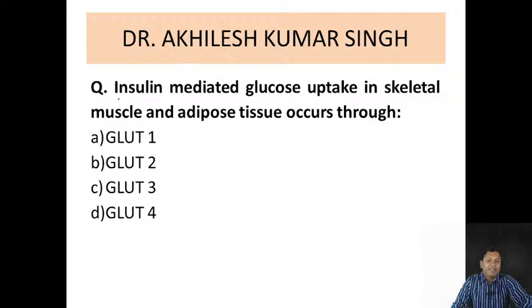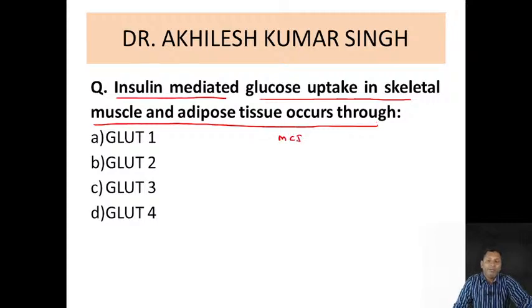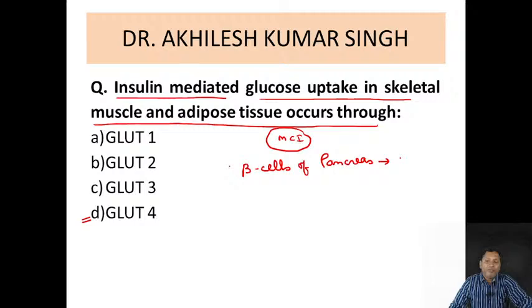The other question is, the insulin mediated glucose uptake in skeletal muscle and adipose tissue occurs through. This has been asked many times in the exam: the insulin mediated glucose uptake in skeletal muscle and the adipose tissue occurs through GLUT4. Right. So remember this, two things which are very frequently asked in the exam. One thing is that the beta cells of the pancreas, what type of GLUT do they have? They have GLUT2, right?